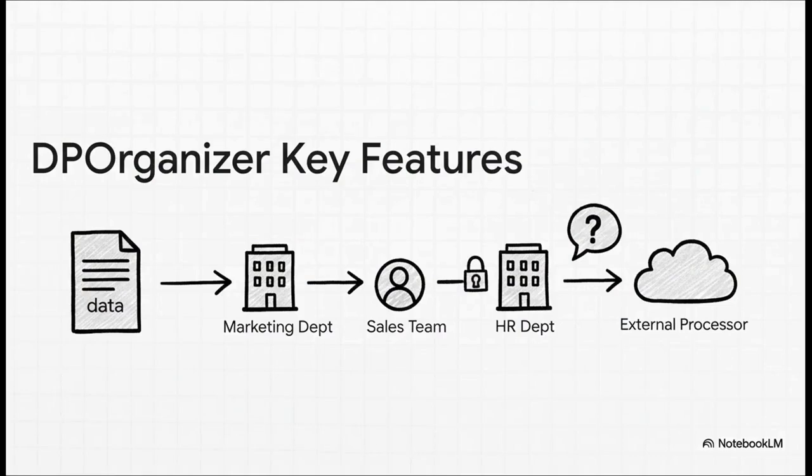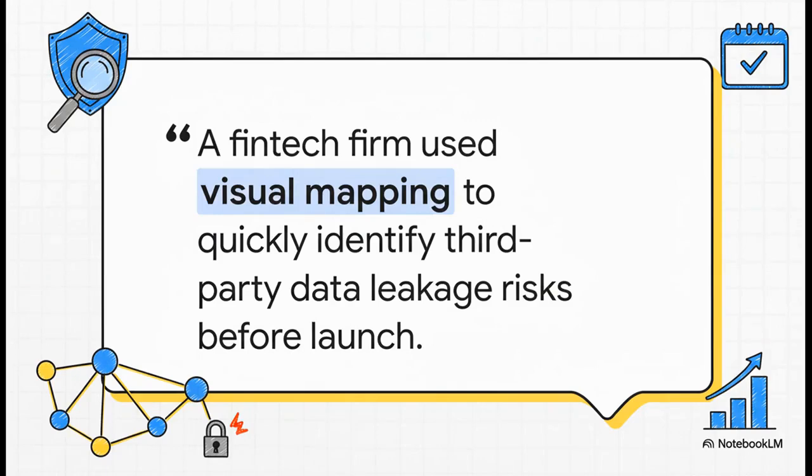DP Organizer's standout feature for sure is its visual data mapping. It lets you literally see how data flows through your organization, which makes it incredibly easy to spot potential risks. It also gives you helpful guidance right there inside the DPIA process itself. And this fintech example shows that visual approach in action. Before they launched a new wallet feature, they could instantly see which third-party partners were a potential risk. That let them tighten their controls before any data was ever compromised.